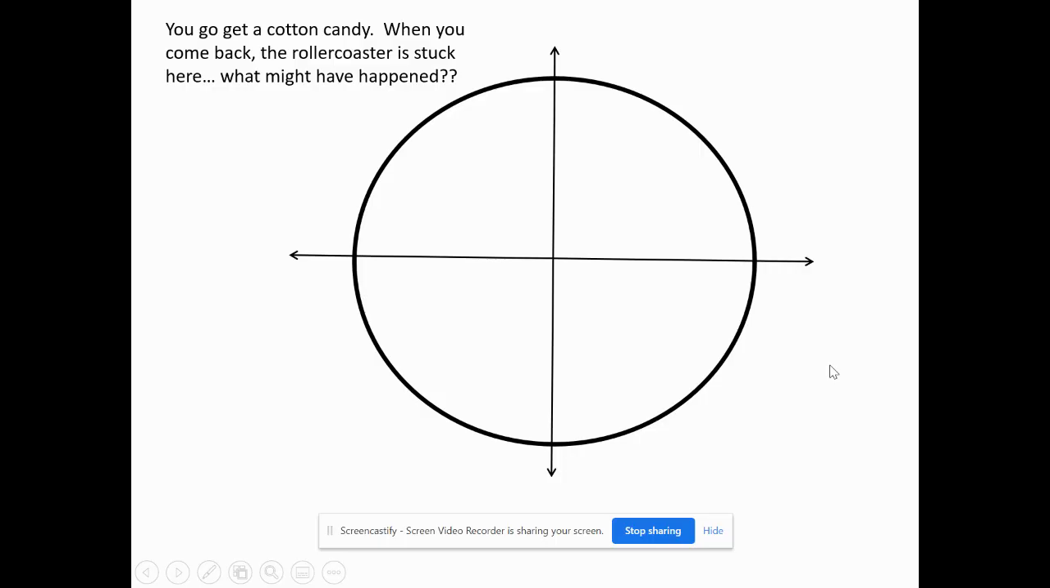Hopefully you came up with some ideas of what might have happened. One thing that might have happened is it just went that far and got stuck. If that's the case, how many radians did it travel? What is this spot in radians? So you know a whole circle is 2 pi. Logically, half a circle is pi. So what would that leave up here? Half of that, pi over 2. That's one thing that might have happened.